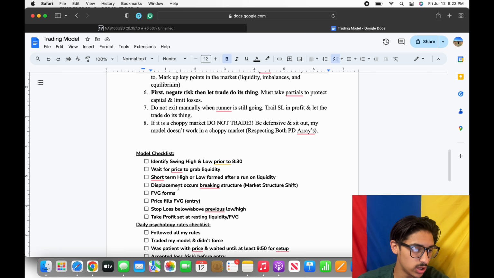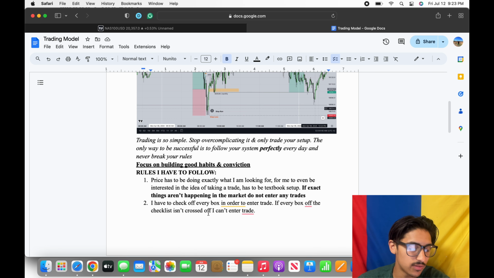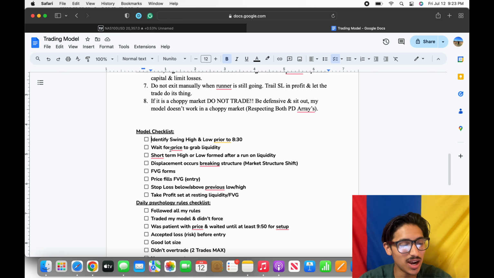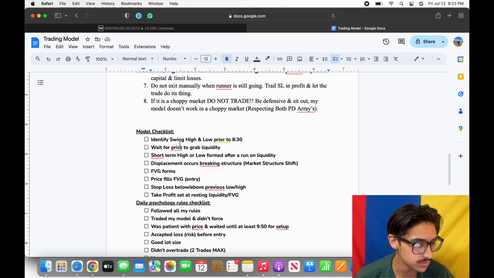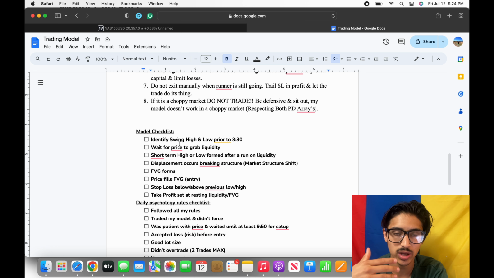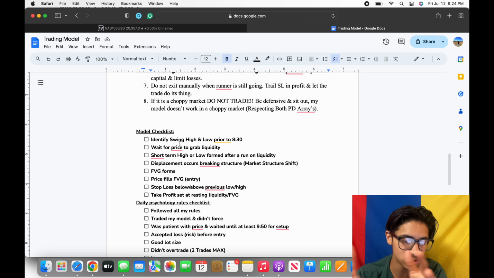Now, going down to my model checklist. So this is like in rule number 2. I have to check off every box in order to enter the trade. This is what I mean. So the first thing I have to do is identify the swing high and low prior to 8:30. Then I wait for price to trade to one of those levels because at each swing high and low, there's liquidity there. So I wait for price to grab the liquidity. Then I wait for a short-term high or low to form after that run of liquidity.